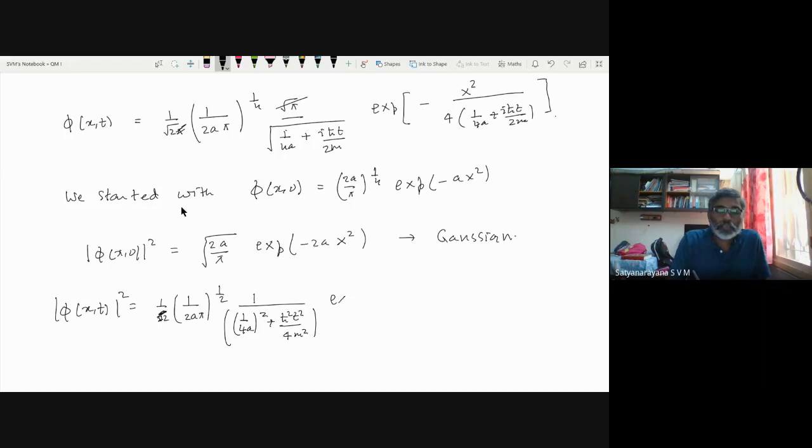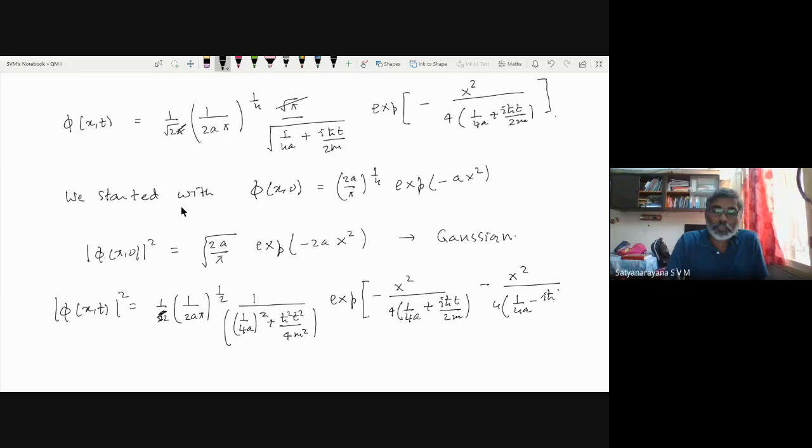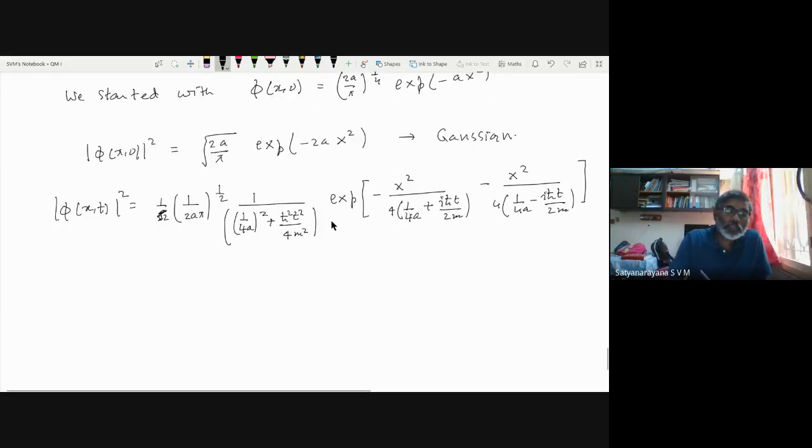And then I will have exponential of minus x square divided by 4 into 1 by 4a plus i h t by 2m. And then, of course, you will have an exponential which is a negative of that, which I will write as minus x square divided by 4 into 1 by 4a minus i h bar t by 2m. Okay, so this one will be equal to 1 by 2 and 1 by 2a pi to the power half.